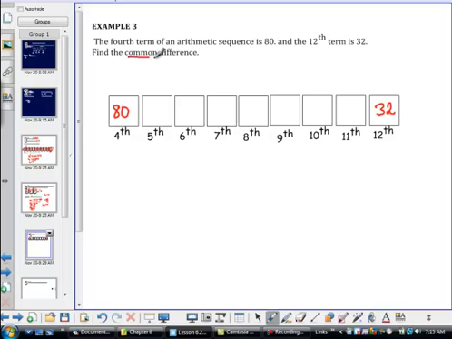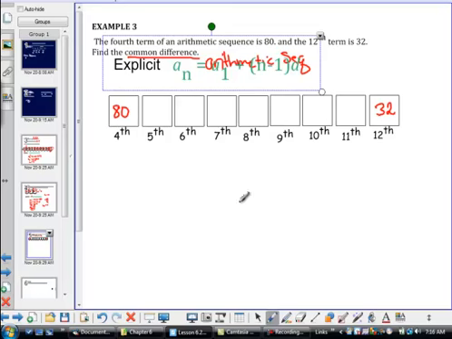Find the common difference. Well, as soon as they say common difference, we know this is an arithmetic sequence. And it makes sense because we're in the arithmetic sequence section. Yeah, there's going to be another type of sequence coming, that'll be in 2 days. So what did I add on to get to here? Well, once again, I'm going to use my explicit formula.